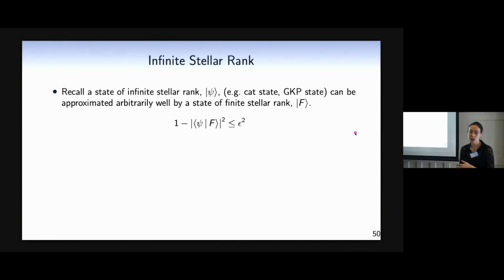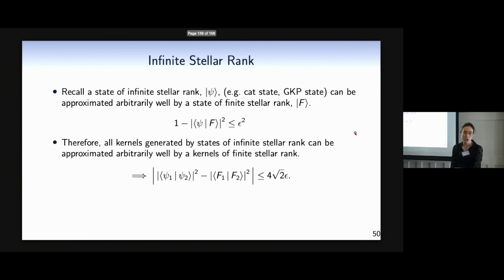And what about, so I've been only talking about finite stellar rank, not infinite stellar rank, which we care about quite a bit with GKP states. So how will those fit into this? If you recall, again, for pure states, you can look at the overlap between a state of infinite stellar rank psi and finite stellar rank f, and that can be bounded by epsilon squared. So therefore, we've proven that all kernels generated by states of infinite stellar rank can be approximated arbitrarily well, so you can make this smaller and smaller, and you can actually reduce the distance between your two kernels by epsilon.